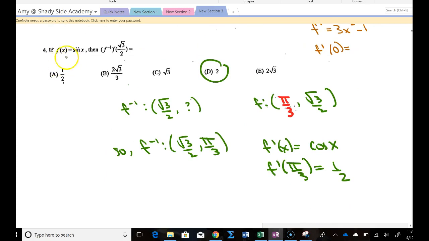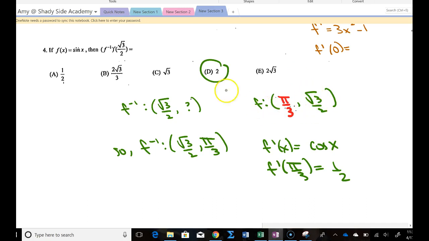Number 4, the question is saying f of x equals sine x, and they want you to find the slope of the line tangent to the inverse at x equals radical 3/2. All right, so I first looked at the inverse of f and figured out what is the point in question. On the inverse of f, the x-coordinate of the point in question is radical 3/2. That means on the function f, the corresponding point in question has a y-coordinate of radical 3/2.